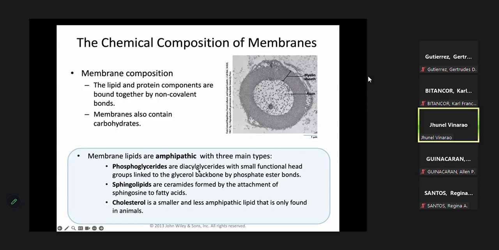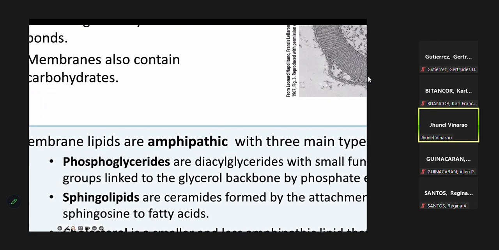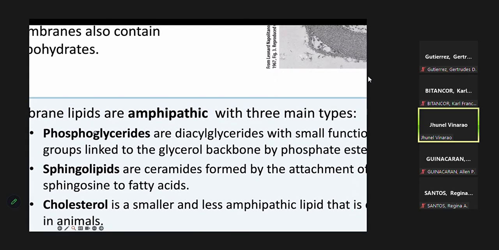So, sa phosphoglycerides pa, marami pa 'to, pero we'll just focus lang sa major definition of what phosphoglycerides are. These are diacylglycerides with small functional heads linked to a glycerol backbone by phosphate ester bonds. Actually, pwede nyo naman siyang ma-context clues based from the name itself. There is this phosphate ester bonds, as the name suggests, there's this phospho. Okay, so yung glycerides, ibig sabihin, meron tayong glycerol, no?